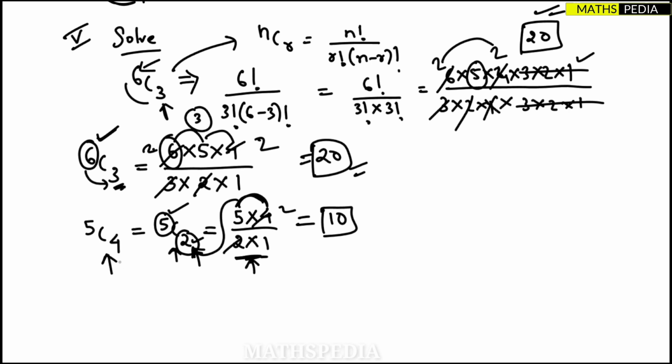If you want, you can solve 5C4 also. So let me just calculate 5C4 also. What you have to do, 5 is there, in decreasing order you have to go. How many numbers should I have? 4 numbers.